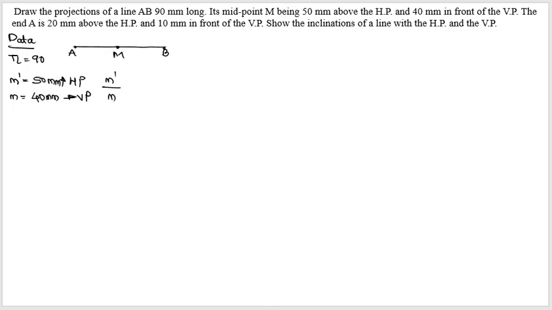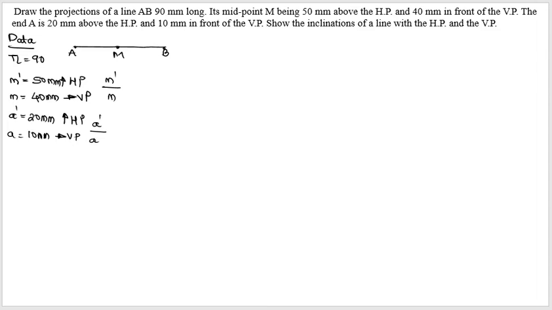The end point A is 20 mm above HP and 10 mm in front of VP. So the end condition of point A is also given, above HP and in front of VP. Again, this will lie in which quadrant? First quadrant. So A dash above XY line, A below XY line.